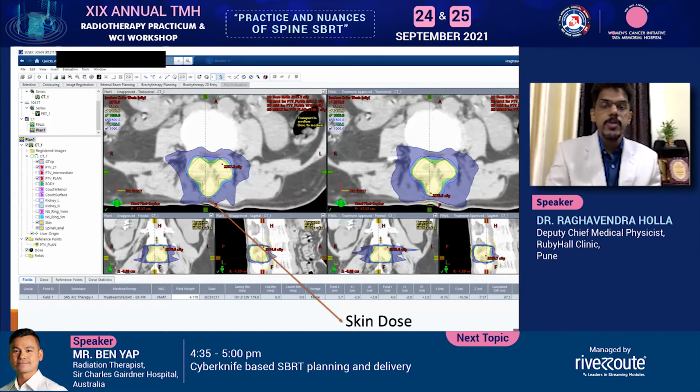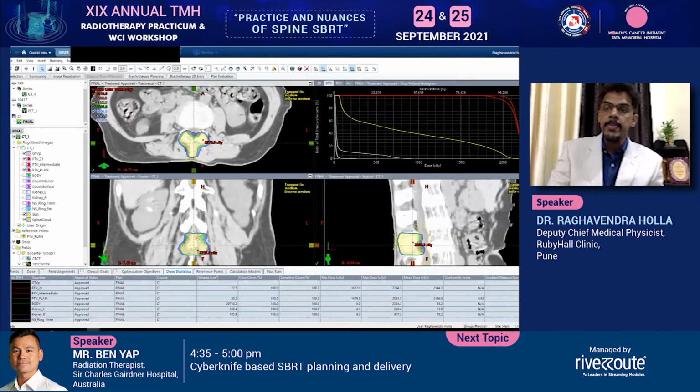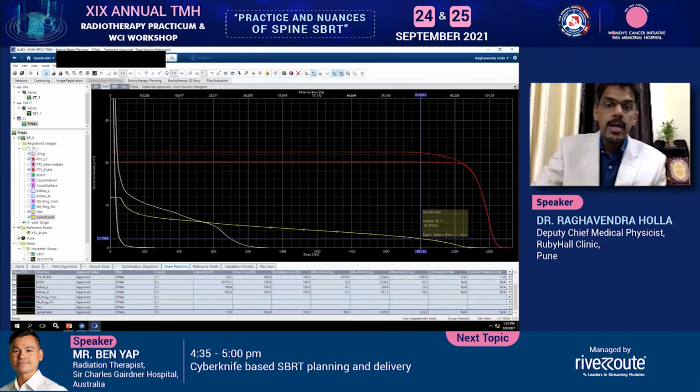But what happens is, when you plan like this, of course planned with the full arc, you tend to get a very high skin dose in this particular area. So you need to give special consideration there. So we marked that particular locality here, the skin, and gave a dose constraint of less than about 8 to 10 gray, so that the skin of the patient is safe and the patient won't come back with blackening of the skin. So this is how it is.